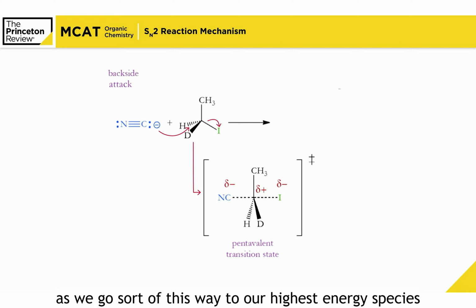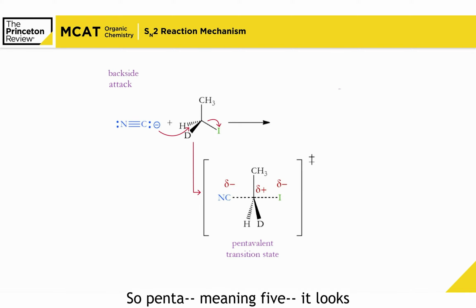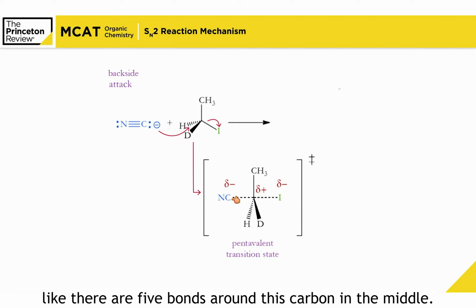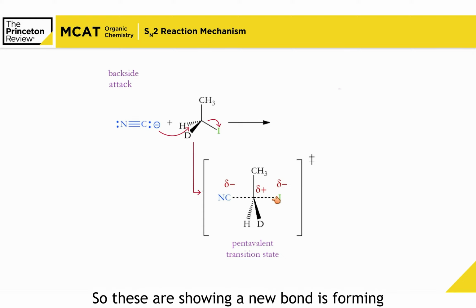we get this thing called a pentavalent transition state. So penta, meaning 5. It looks like there are 5 bonds around this carbon in the middle, but the dotted lines to the nucleophile and to the leaving group are just partial bonds. So these are showing a new bond is forming, and an old bond is breaking. So we usually show transition states in these square brackets with this double dagger on the outside.